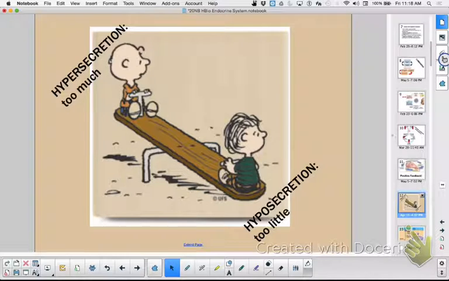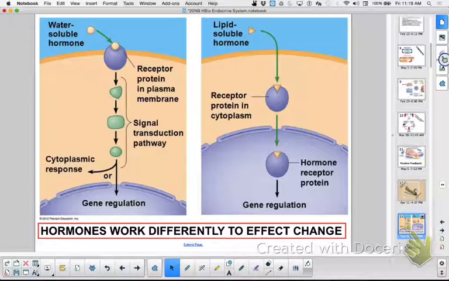So, hyper is too much, hypo is too little. Now, the way hormones act depends on what the hormone is made out of. Most of your hormones are protein hormones. Some are steroid hormones, but most are protein hormones. Proteins are water soluble. They dissolve in your plasma, no problem. But remember, what did we say about cell membranes? As far as crossing it, if you are large or charged, you can't go through. And this is true of protein hormones. They are large and they are charged.